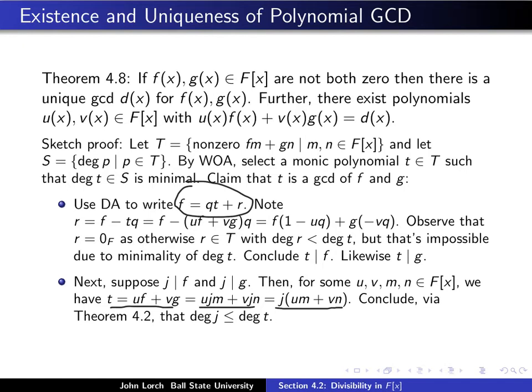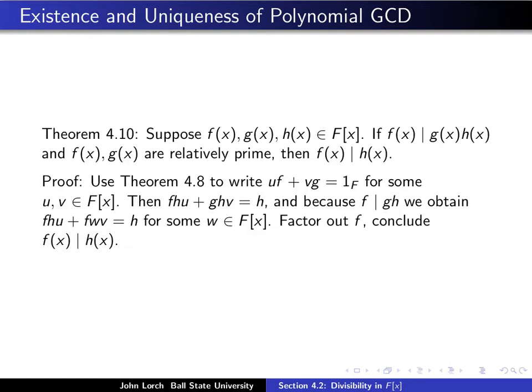Now, the thing that's missing in this sketch of the proof is the proof of the uniqueness of the GCD, and I encourage you to read that uniqueness portion of the proof in your book. Theorem 4.8 has several important consequences. This Theorem 4.10 is one of them.